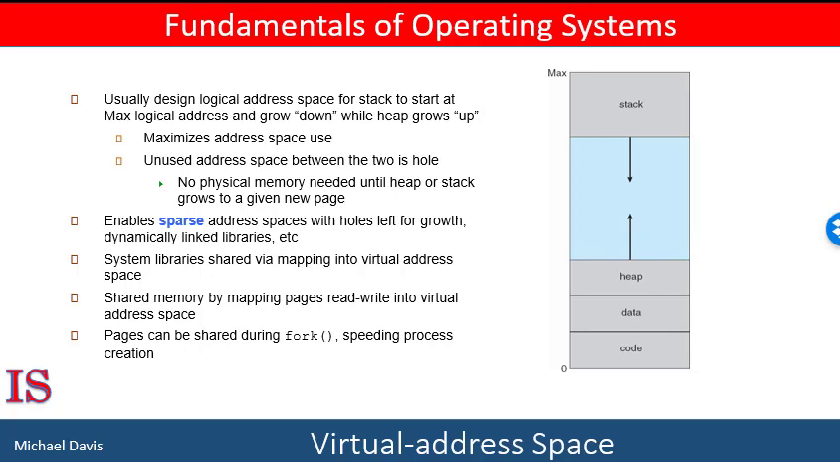Similarly, we allow for the stack to grow downward in memory through successive function calls. The large blank space between the heap and the stack is part of the virtual memory address space, but will require actual physical pages only if the heap or stack grows. Virtual address spaces that include vacant blocks like these are known as sparse address spaces. Using a sparse address space is beneficial because the vacant blocks can be filled as the stack or heap segments grow, or if we want to dynamically link libraries or some other shared objects during the program execution.